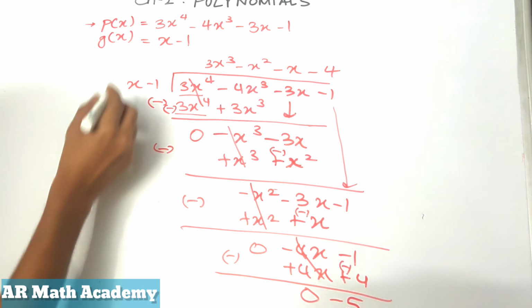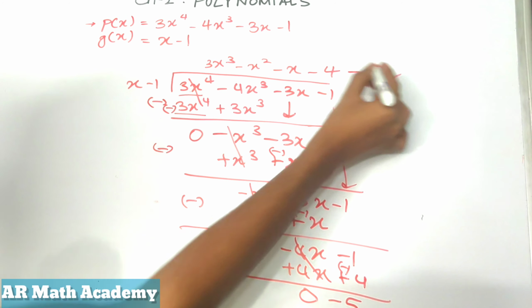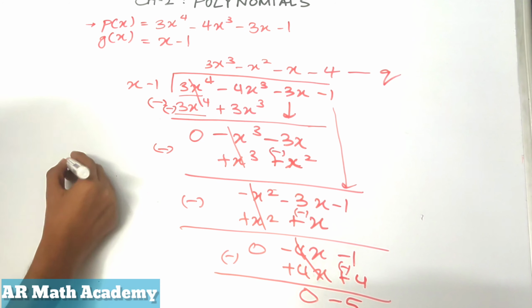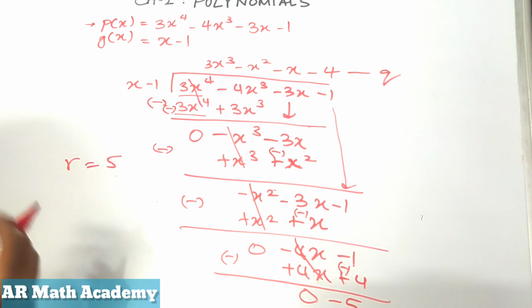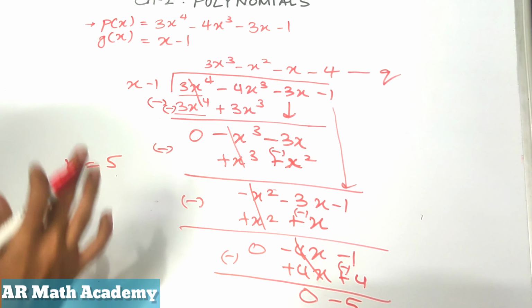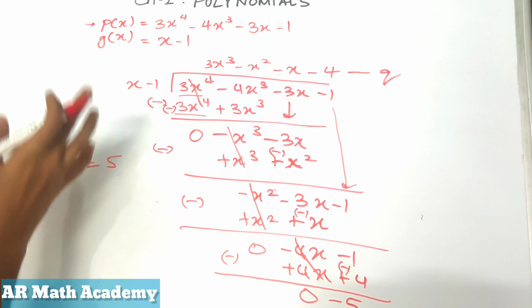So finally we have obtained the quotient, which is this long expression over here, and the remainder, which is minus 5. So this is the long division method, as you can see, where you can divide two given polynomials and obtain the quotient and remainder.